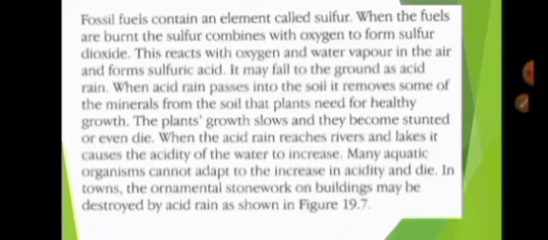When acid rain passes into the soil, it removes some of the minerals from the soil that plants need for healthy growth. The plants' growth slows and they become stunted or even die. When the acid rain reaches rivers and lakes, it causes the acidity of the water to increase. Many aquatic organisms cannot adapt to the increase in acidity and die. In towns, the ornaments and stonework on buildings may be destroyed by acid rain, as shown in figure 19.7.